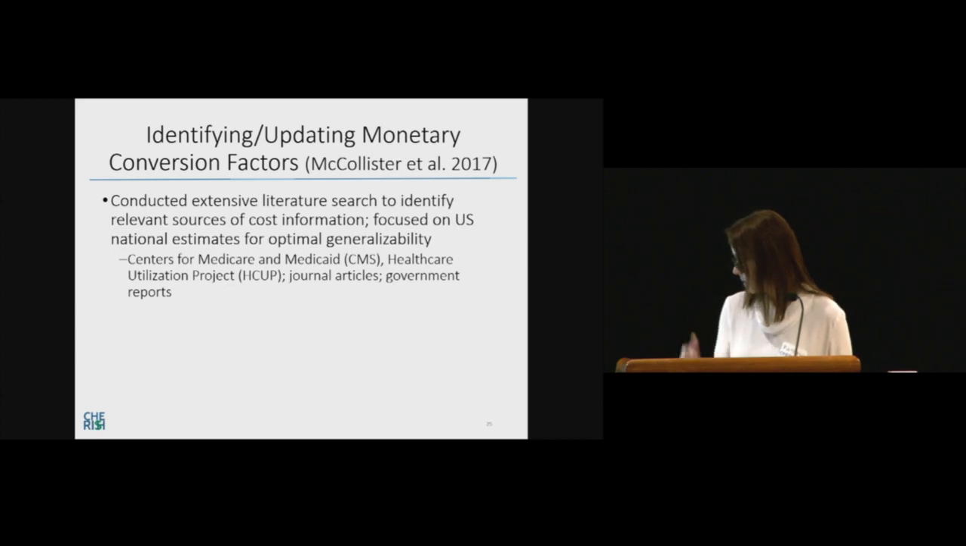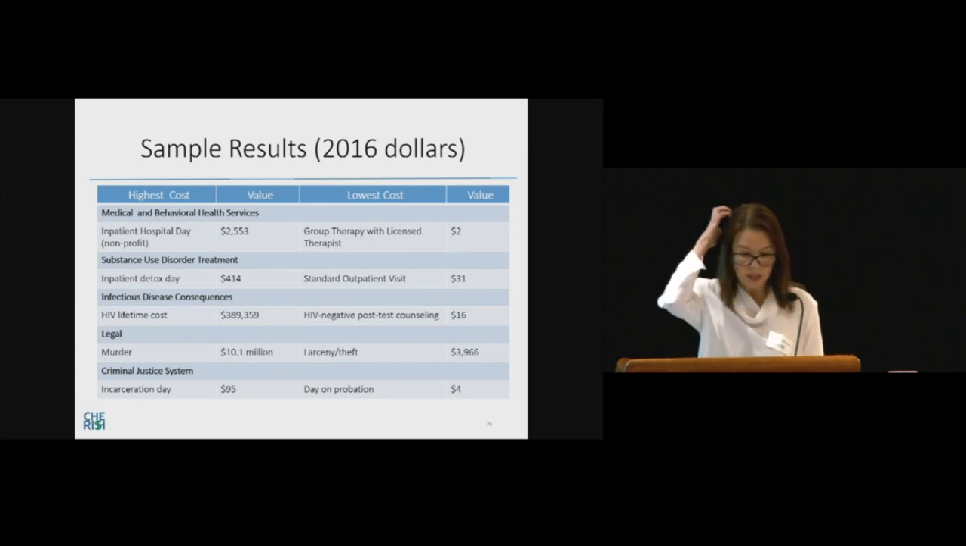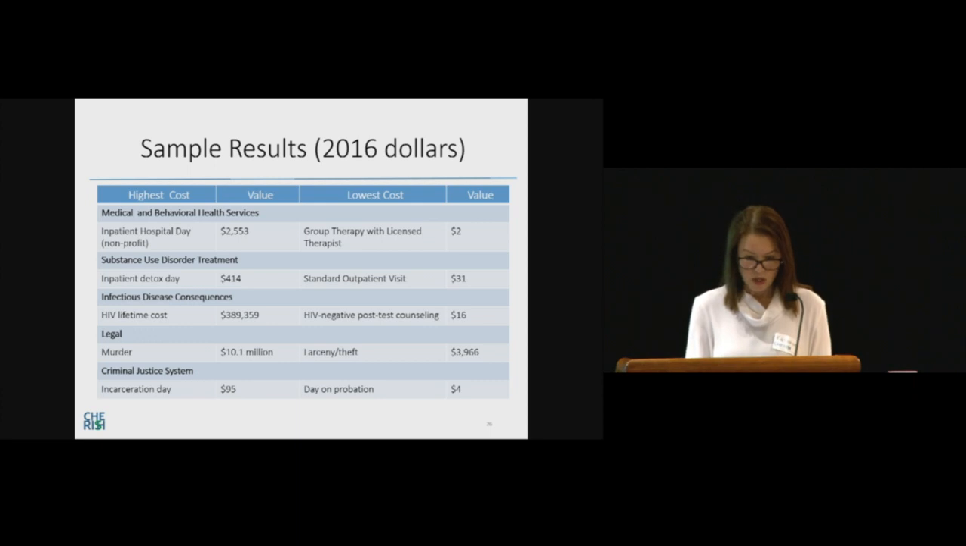Next. Some examples of the sources we looked at. Let me show you what's in this paper. For example, in the medical and behavioral health services realm, an inpatient hospital day is $2,500 per day. On the low end, a simple group therapy session is about $2 per patient. In substance use treatment, detox is obviously more expensive, as it's usually inpatient, versus a standard outpatient visit at $31 per visit on average. Infectious disease consequences, like HIV lifetime cost, are very expensive. So if an intervention is reducing these things, think about how the dollars add up, because these are our economic benefits.